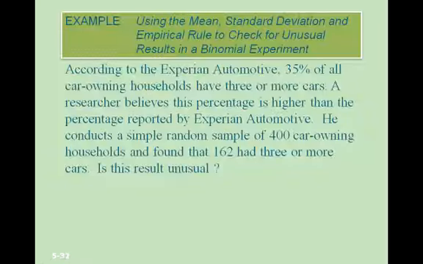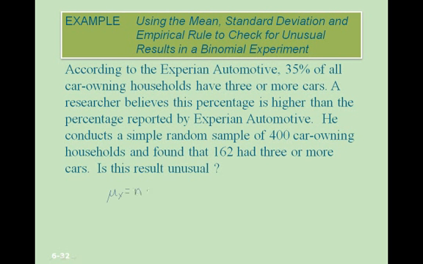So let's look at an example, and we want to check for unusual results in a binomial experiment. So remember that according to the Experian Automotive, 35% of all car-owning households have 3 or more cars. A researcher believes this percentage is higher than the percentage reported by Experian Automotive. He conducts a simple random sample of 400 car-owning households and found that 162 had 3 or more cars. Is this result unusual?